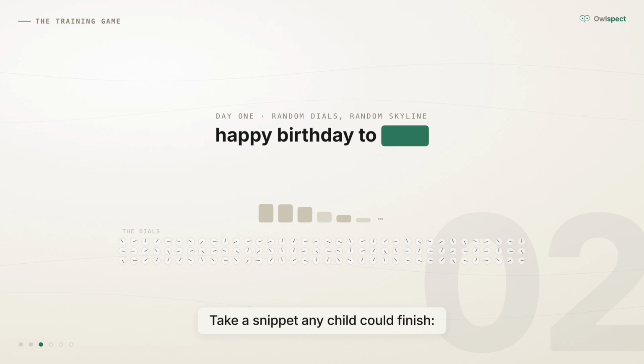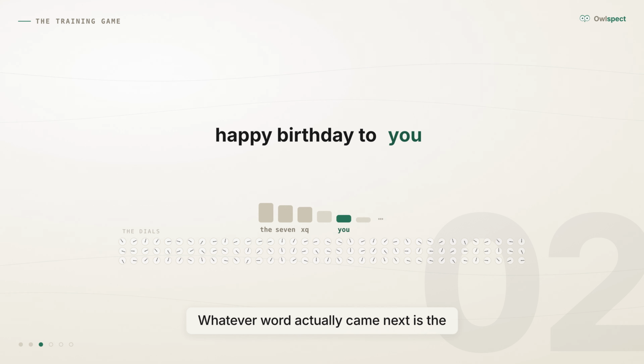Take a snippet any child could finish. Happy birthday to. Random dials, random skyline. It's 3 guesses. The, 7, and a chunk that isn't even a word. Then comes the move that makes the whole thing work. Reveal the real word. The text is its own answer key. Whatever word actually came next is the correct answer. Free, already sitting in the sentence. Here, the real word is you.